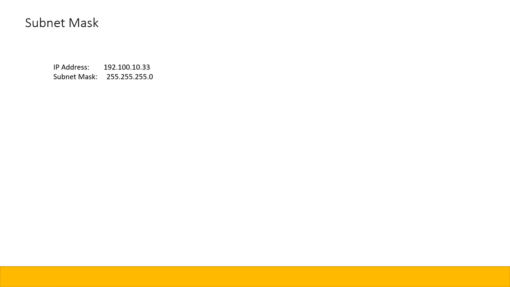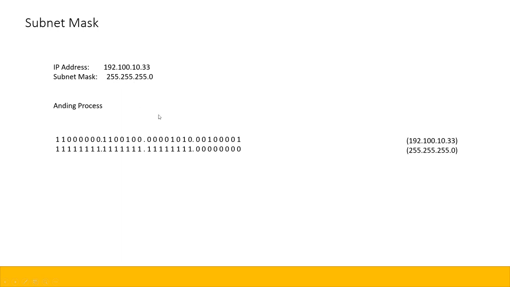Okay, so what is the subnet mask? As in the previous slide, we discussed that the subnet mask is responsible for defining the network part of the IP address. What happens inside the computer or the device is that when the device wants to talk to any other device, it will AND the destination IP address with the subnet mask which is defined in the computer, right? And this is how it goes.